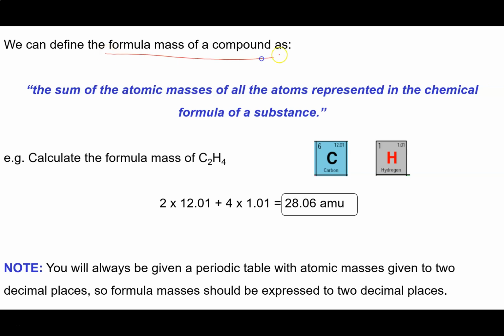Alright, so let's see how we go. The formula mass of a compound is simply defined as the sum of the atomic masses of all of the atoms that are present. You've seen this before. If we wanted to calculate the formula mass of C2H4, we would add together the masses of 2 carbon atoms and 4 hydrogen atoms, and we're just going to get those masses from the periodic table.